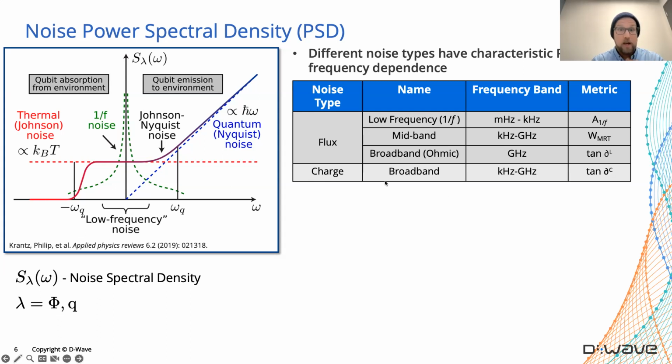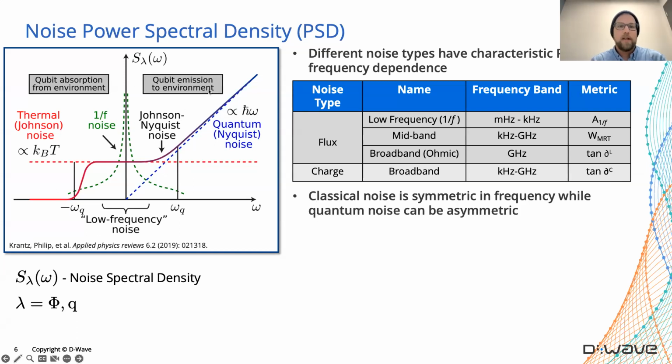And so we're able to measure these different types of flux noise, but the focus of this talk was about how we can measure charge noise in these systems and how we can distinguish it from flux noise. And we're lumping this into a broadband spectrum, which has a range from kilohertz to gigahertz, and is associated with this commonly referred to dielectric loss tangent.